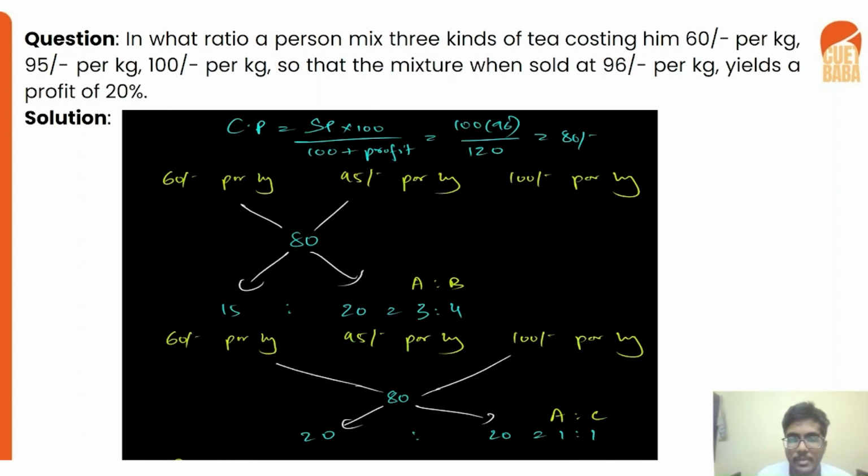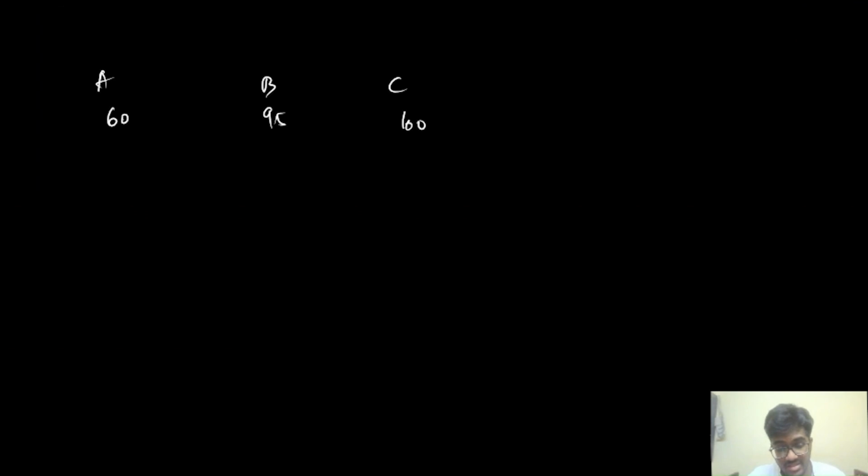In what ratio a person mixes 3 kinds of tea costing him 60 rupees per kg, 95 rupees per kg, 100 rupees per kg, so that the mixture when sold at 96 rupees per kg yields a profit of 20%? Okay, so it's very important that you again remember the fundamental concepts of mixture and alligation. What is given in the question? 60 rupees per kg, 95 rupees per kg and then 100 rupees per kg, right? These are the 3 values that have been given. So let us assume this is A, B, C. What are these actually? These are the cost price. Now in the question they have given the mean price or the final price that is equal to 96 rupees per kg, and this is nothing but the selling price.